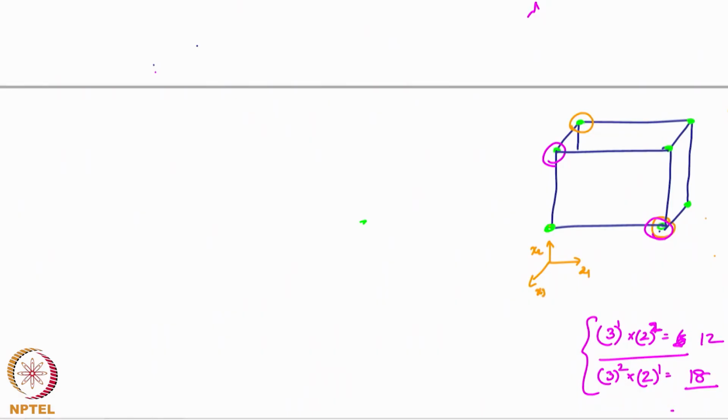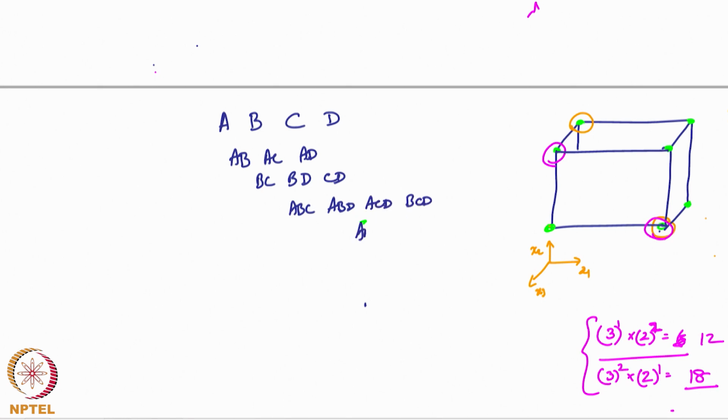Okay. So, for example, you have A, B, C and D. So, AB, AC, AD, BC, BD, CD, ABC, ABD, ACD, BCD, ABCD. So, that will give you 4, 6, 4, 1, 15. Correct. 16 experiments, 15 factors.